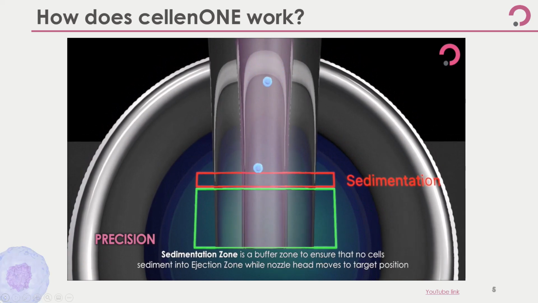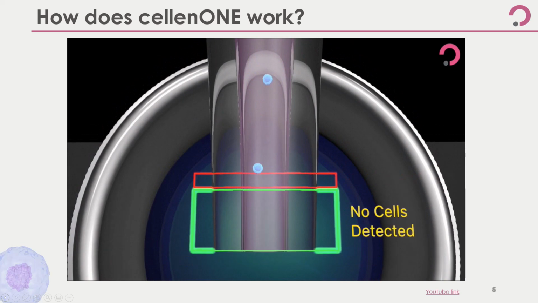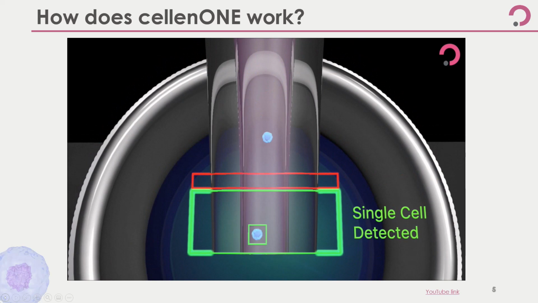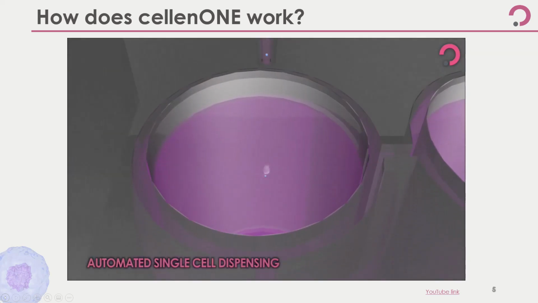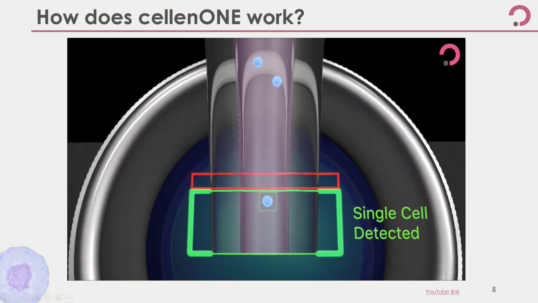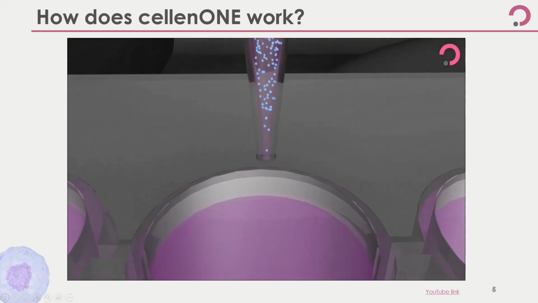And basically, we now have an algorithm that's going to detect the cells throughout the nozzle. And whenever we have a single cell detected in this ejection zone, we know that in the next droplet that we will generate, these cells will be ejected together with the droplets. So now we are looking for events. Every time there is an event with a single cell in the ejection zone, we know that the next droplet will contain a single cell.